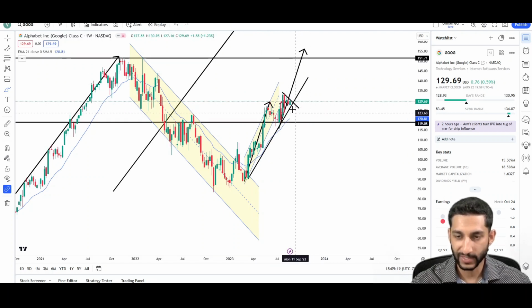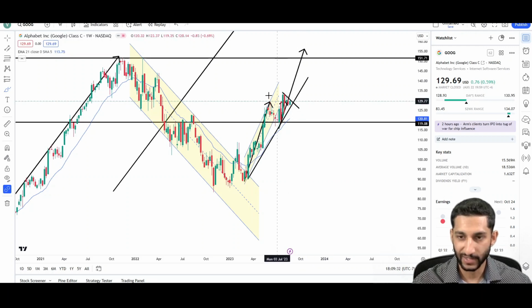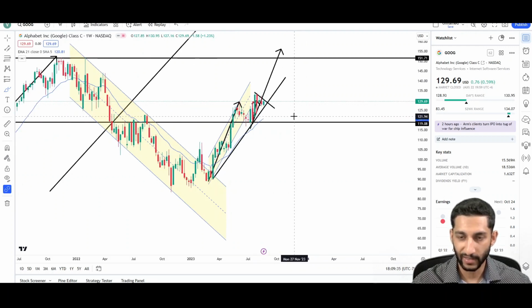That pullback will tell me if we're going to be seeing another drop down lower, or we're just going to be finding support for another leg up higher. So Google, it's in a gray area. You could be bullish, you could also be bearish. It just depends on what price wants to do. It'll tell us in a couple of days, couple of weeks what it really wants to do, and then you could decide on what to do from there.